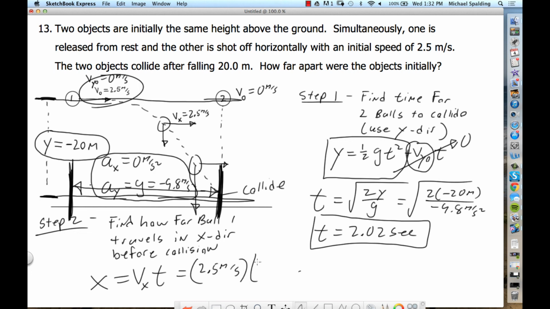How much time does it take for ball 1 to reach ball 2? 2.02 seconds. The seconds cancel. 5 meters. So how far apart were the two balls originally? 5 meters.